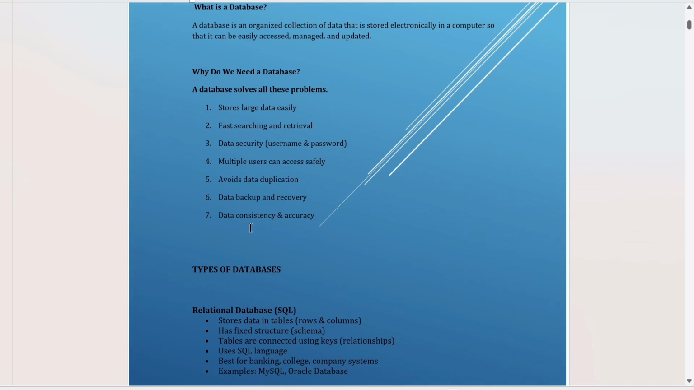And the last point is data consistency and accuracy. What does it mean? A database keeps data correct and the same everywhere. For example, if a customer address is updated, it should update in all the places, so the database ensures no wrong or different data is stored. This way the database can solve all these problems. That is the reason we use a database for storing students' or persons' details.